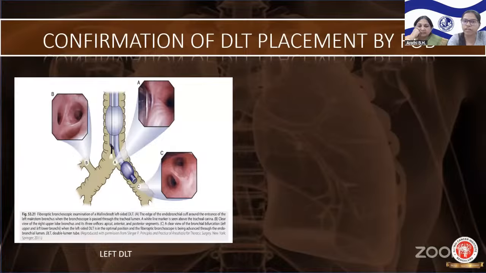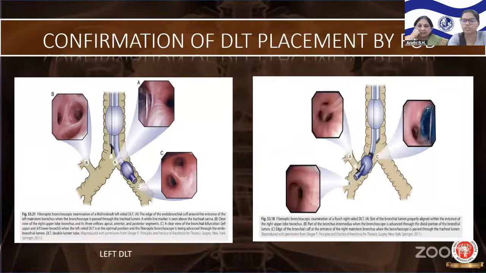This is followed by confirmation by fiber optic bronchoscope. This is the gold standard technique. For the left-sided DLT, we place the fiber optic bronchoscope through the tracheal lumen and visualize the sharp carina and the blue rim of the bronchial cuff. Then we insert the fiber optic bronchoscope into the bronchial lumen and visualize the secondary carina of the left side. In a right-sided DLT, we insert the same through the tracheal lumen and visualize the carina along with the blue rim of the bronchial cuff.